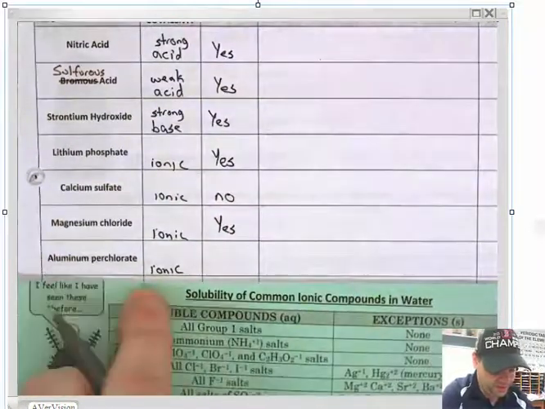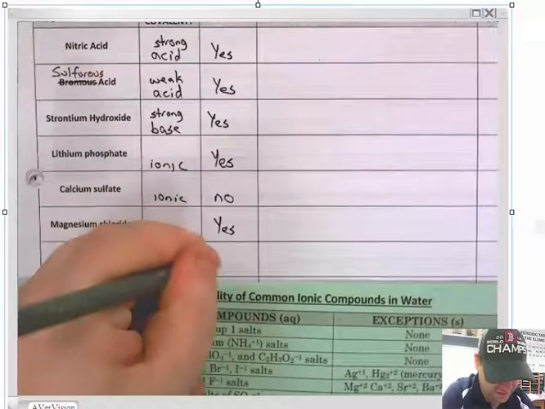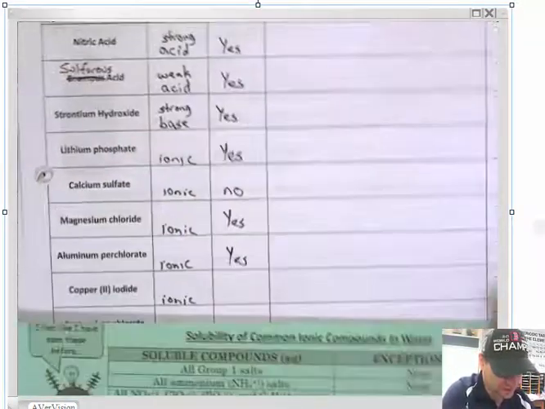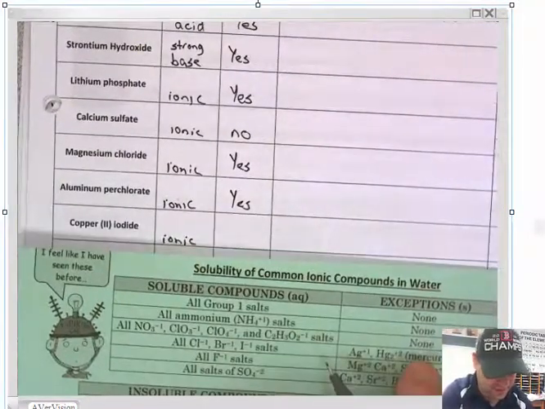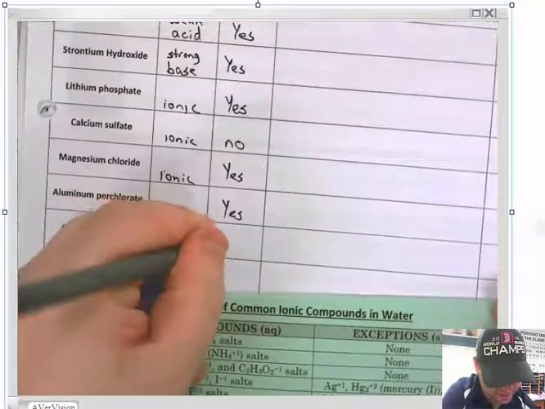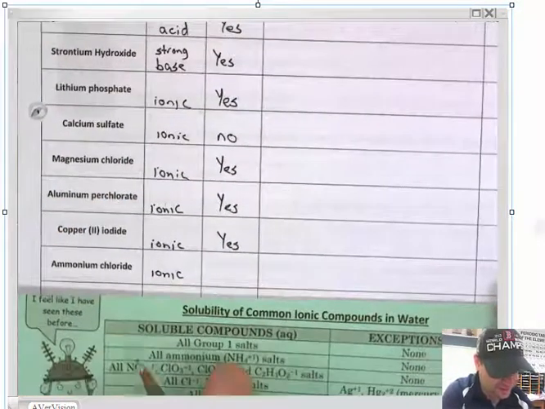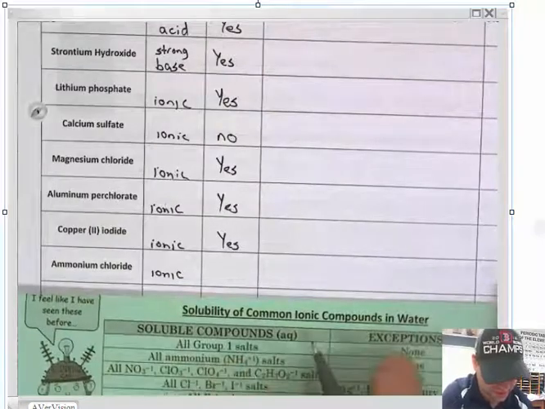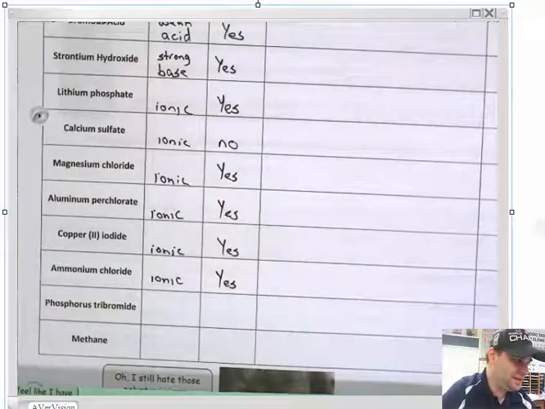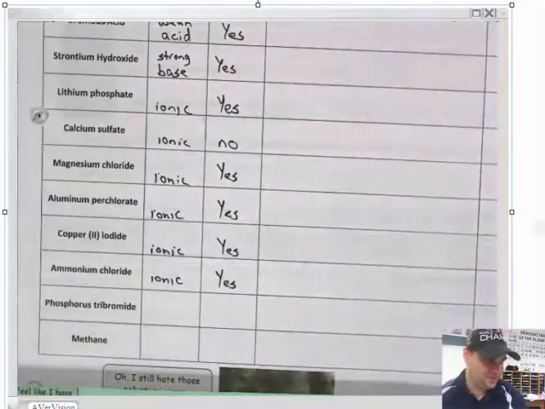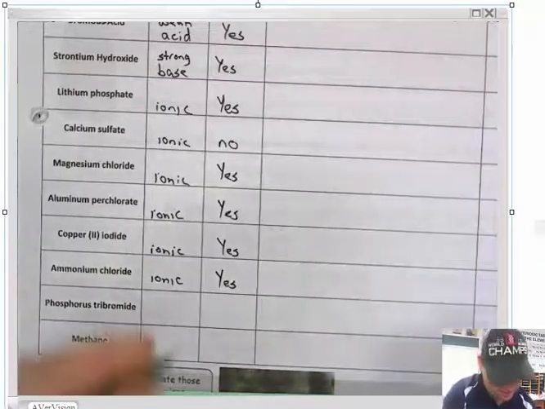Aluminum perchlorate. There is a perchlorate rule. There are no exceptions, so this is a yes. Copper(II) iodide. There is an iodide rule. Copper is not an exception, so this is a yes. Ammonium chloride. There is an ammonium rule. There are no exceptions to that, so this is a yes. Phosphorus tribromide here. Phosphorus is a non-metal, so this is actually covalent.